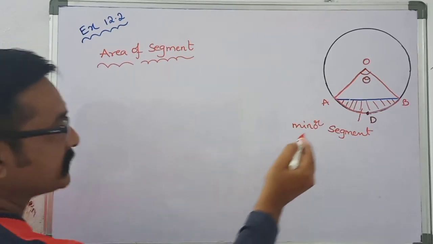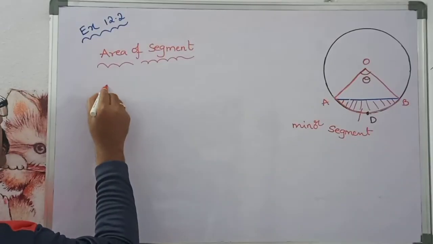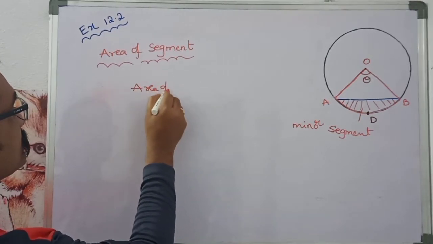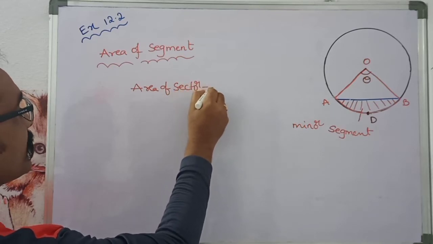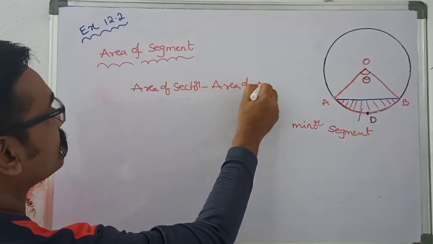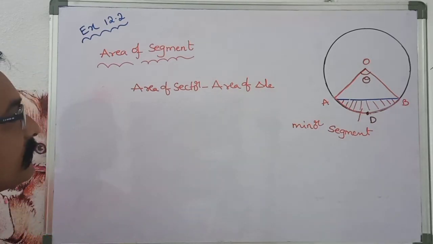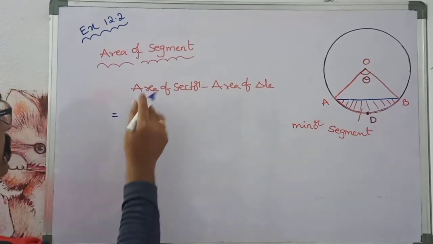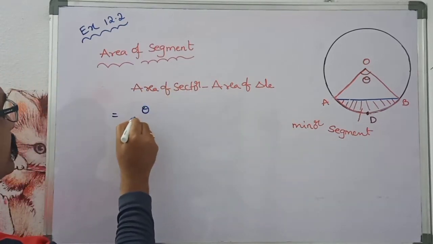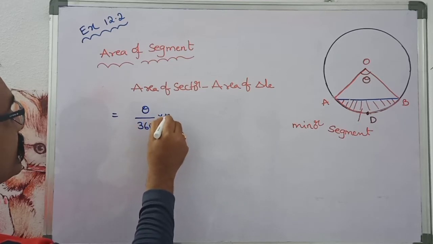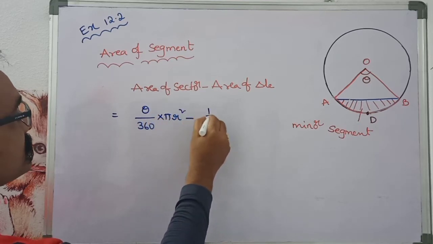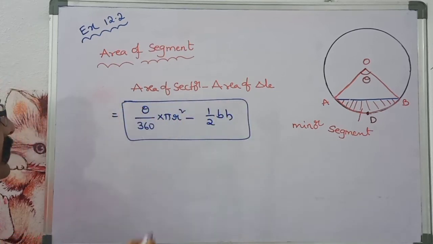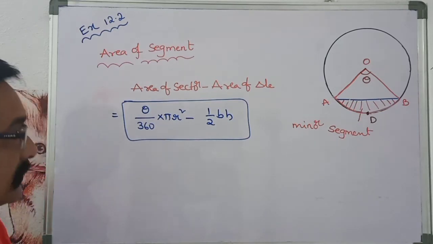To find the area of the segment, area of segment is area of sector minus area of triangle. We have the formula: theta by 360 into pi r square minus half into base into height. This is the formula we can use to find the area of the segment.